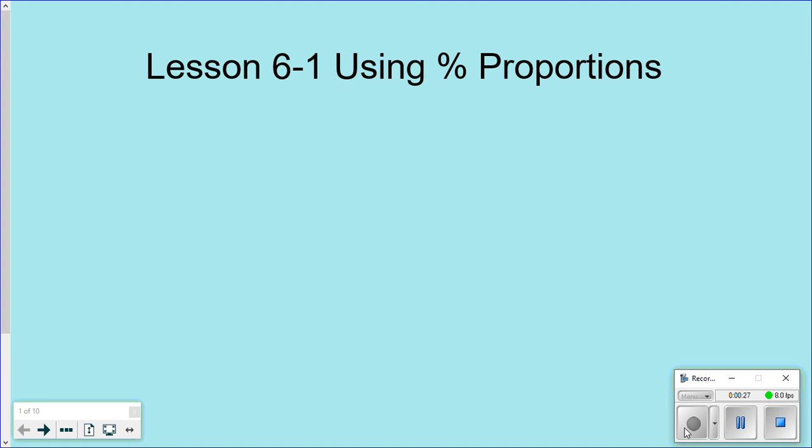So what is a percent? A percent is a part of something. So if you think of your tests or your quizzes, and we ever have a percent on top, that means the percent that you got right of the questions that were asked on the test.